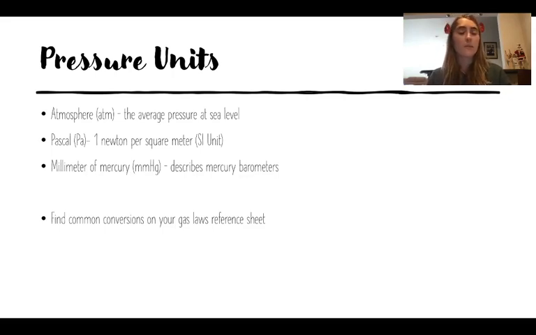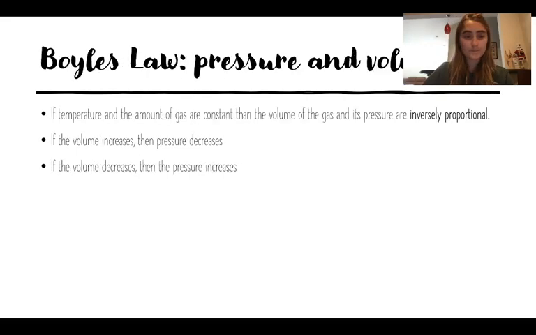And by the way, in your Canvas page, there's going to be a unit conversion reference sheet and an equation reference sheet. For this unit, you will need to have that. So it's in your Canvas page. I would download it and save it to your desktop so you can access it. And if you do have access to a printer, it would be really helpful to print that out. So you can find that in Canvas.